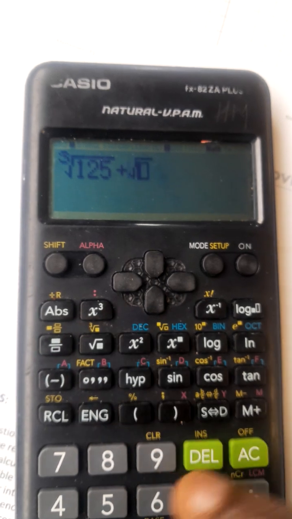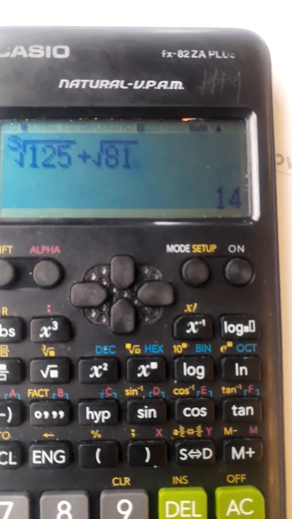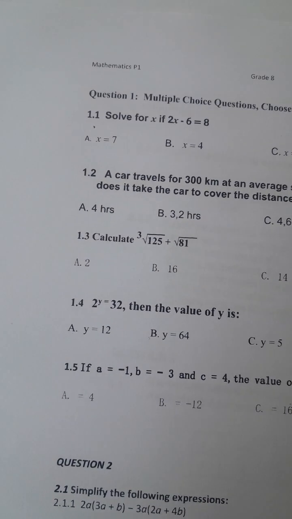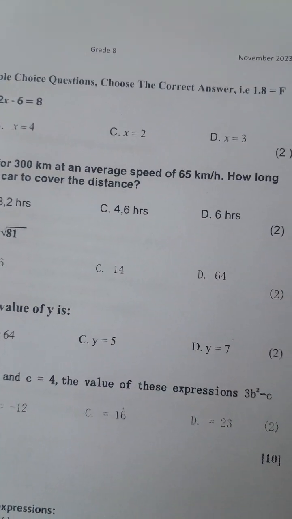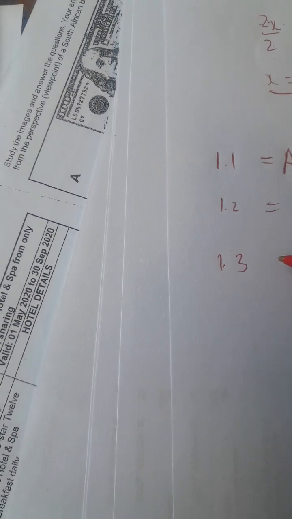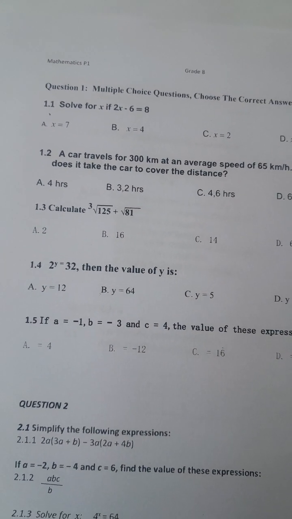Then I say square root of 81. Then I say equal. I get the answer 14. So if I go to my options there, I have 2, which is A, 16, which is B, C, which is 14, D, which is 64. And I know that the answer there is actually C. All right, very nice, well done.